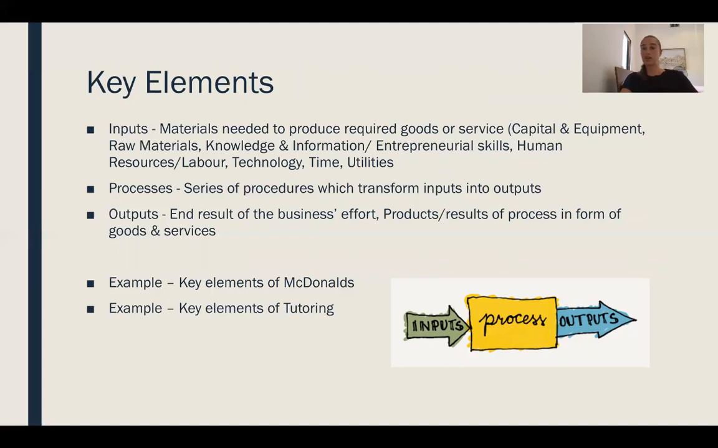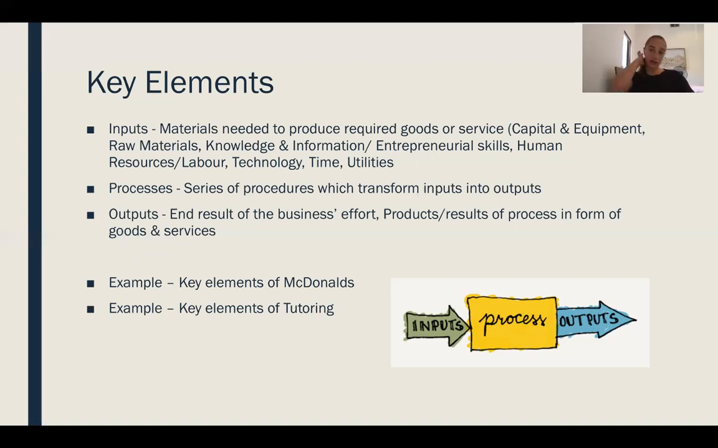So to start off with, we're going to be looking at the key elements of McDonald's to try and give you a better idea of the differences between inputs, processes, and outputs. For McDonald's, which is essentially a manufacturing-based business, they make a tangible product of food. Their inputs are going to be things like the actual shop, so rent or paying for the premises. Another input is going to be labor. Another input is going to be their food, all the bread, meat, cheese or chips, all those kinds of things.